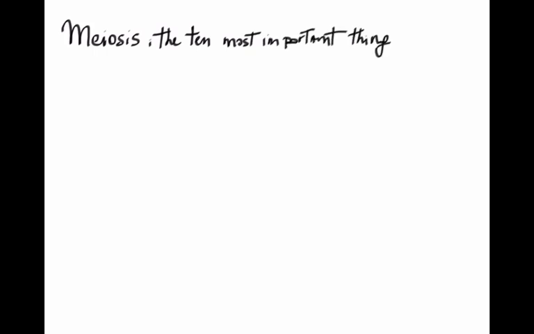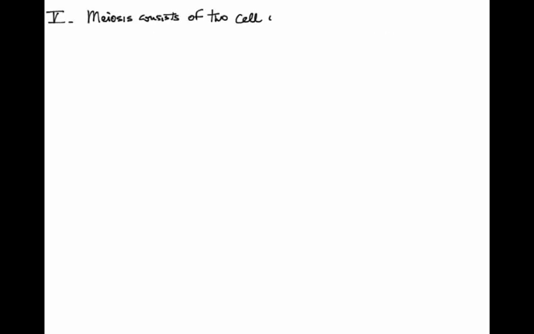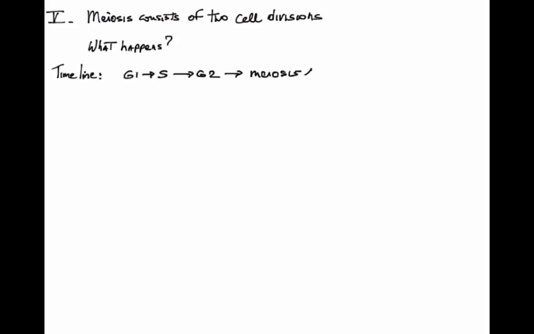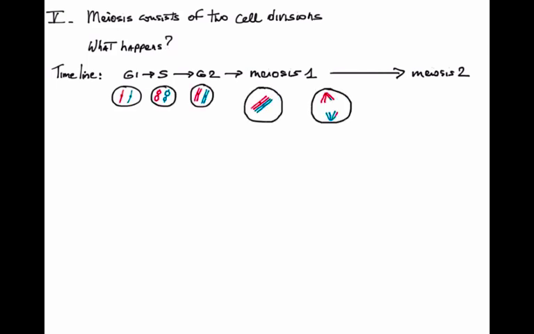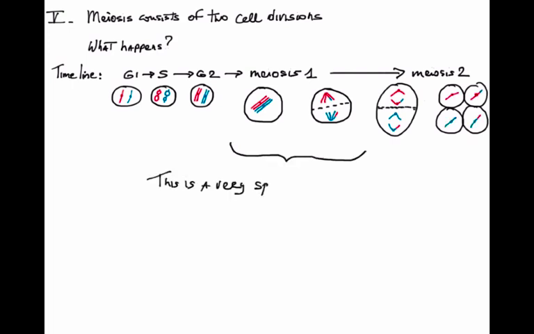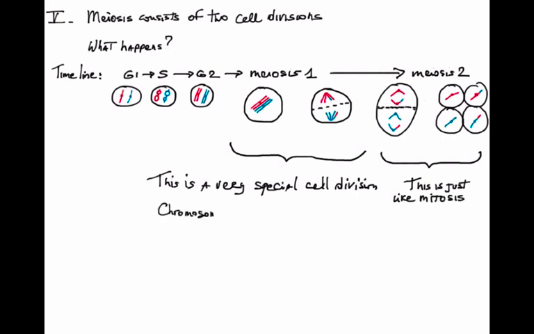Luca Comai. Let's continue with the 10 most important features of meiosis. Number 5. Meiosis consists of 2 cell divisions. What happens in these divisions? This is a simplified timeline of the major events. Meiosis 1 represents the key cell division, while meiosis 2 is just like mitosis. In meiosis 1, chromosomes pair, recombine, and the 2 homologs go to opposite poles.